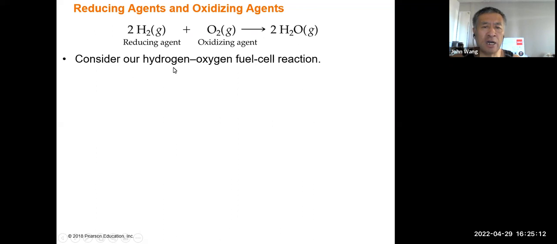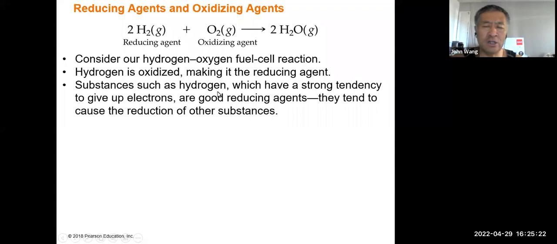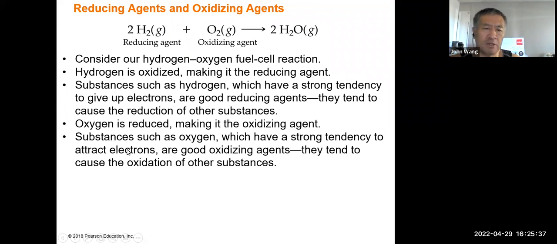Consider our hydrogen-oxygen fuel cell reaction. Hydrogen is oxidized, making it the reducing agent. Substances such as hydrogen, which have a strong tendency to give up electrons, are good reducing agents. They tend to cause the reduction of other substances. Oxygen is reduced, making it the oxidizing agent. Some substances such as oxygen, which have a strong tendency to attract electrons, are good oxidizing agents. They tend to cause the oxidation of other substances.